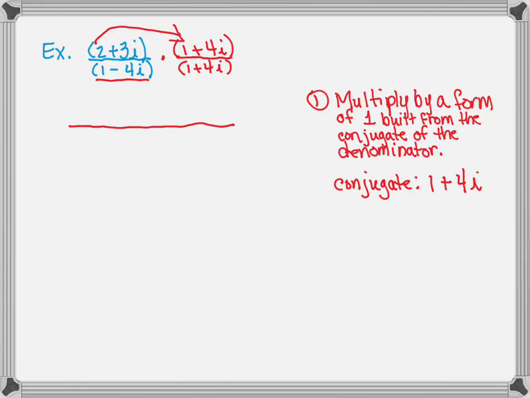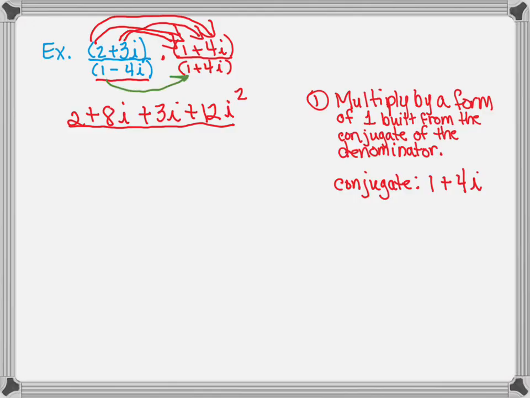And now we'll multiply. So we have 2 times 1, which is 2. 2 times 4i, which is 8i. 3i times 1, which is 3i. 3i times 4i, which is positive 12i squared. Let's multiply the denominator. 1 times 1, which is 1. 1 times 4i, which is 4i. Negative 4i times 1, which is negative 4i. And negative 4i times 4i, which is negative 16i squared.